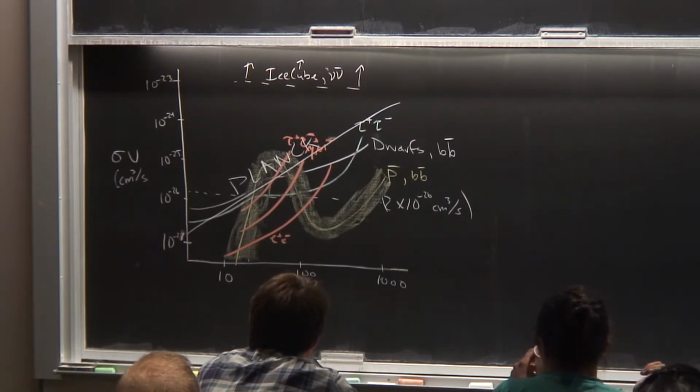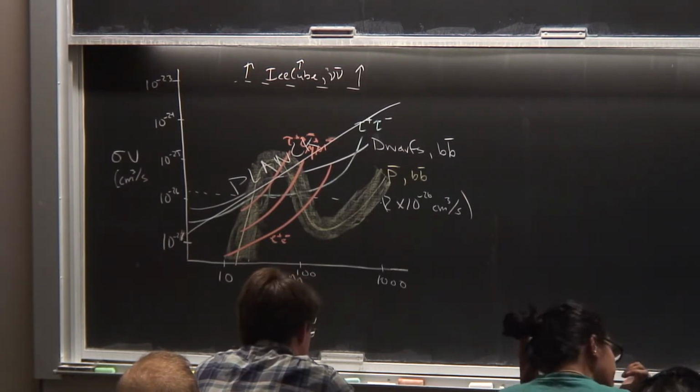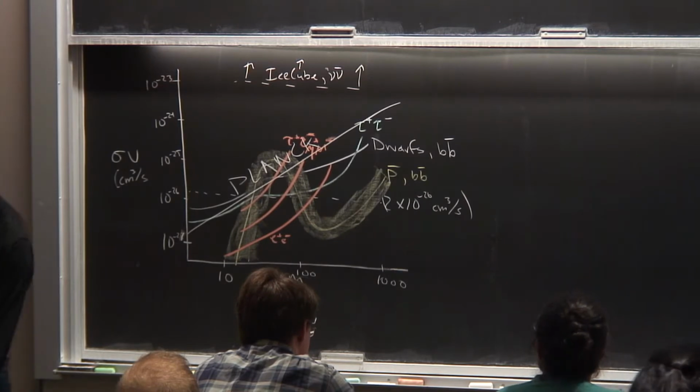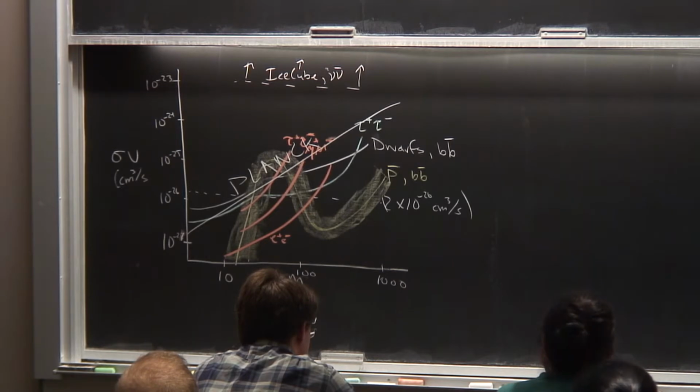Generally speaking, the lighter you get, the stronger these constraints are, and the more you'd have to depart from a simple thermal relic. Any questions on this before we start talking about the features that we might expect models to possess?